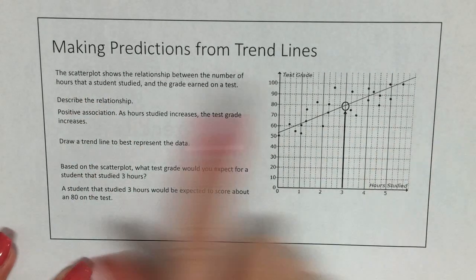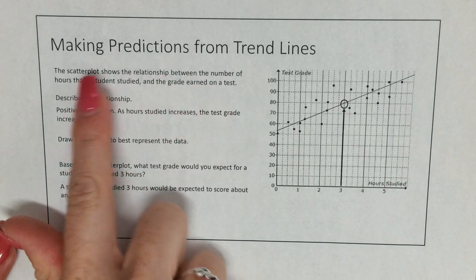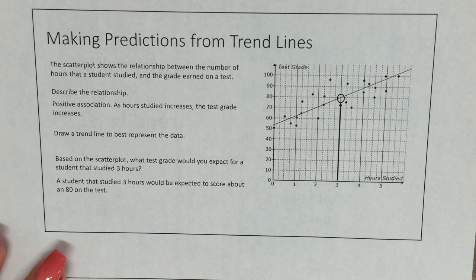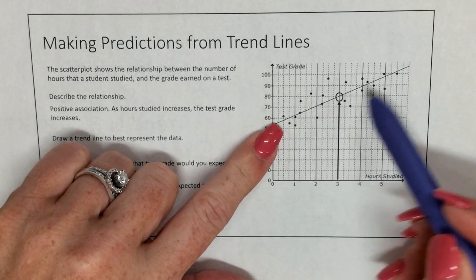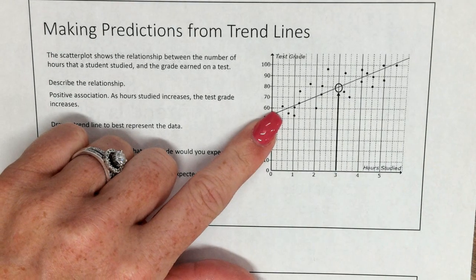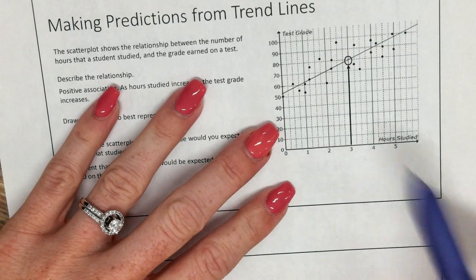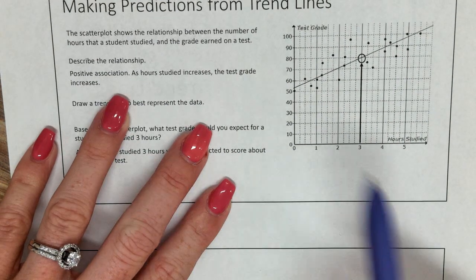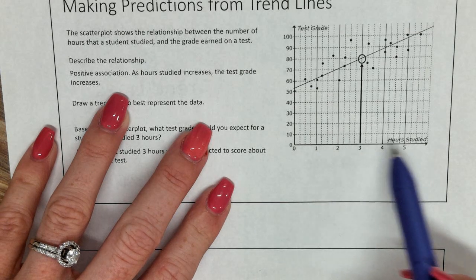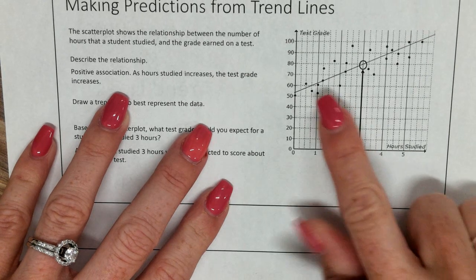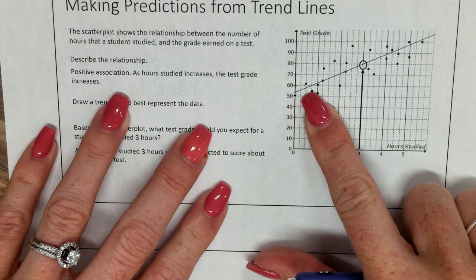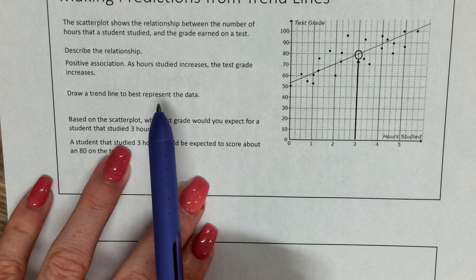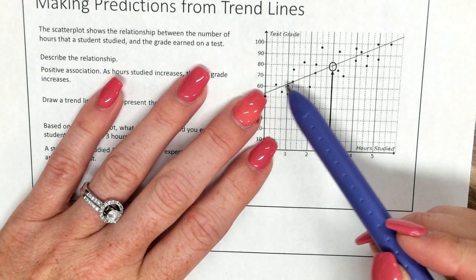All right, this says, the scatter plot shows the relationship between the number of hours that a student studied and the grade they earned on a test. Describe the relationship. So what would y'all describe this as? Positive, negative, or no association? Why is it positive? It's going up. So they put positive association. So the more a student studied for their test, what's tending to happen? Their grade tends to go higher. It says draw a trend line to best represent the data. They already did it for you.